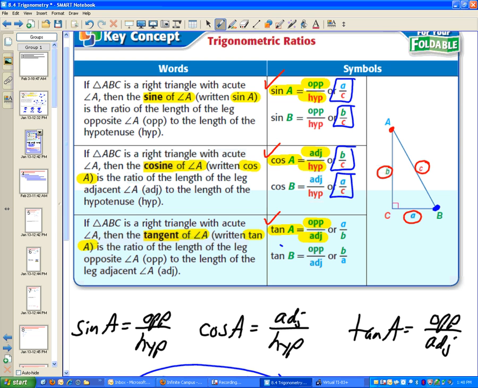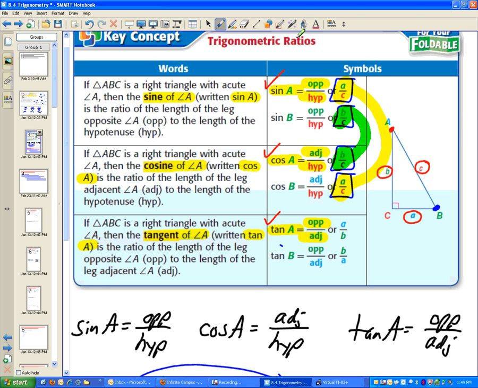Notice something here. Look at the screen. What's true about the sine of A and the cosine of B? They're equal to each other. Why are they equal to each other? Because the opposite and the adjacent switched. So the leg that's opposite A is the same exact leg that's adjacent to B. And then notice the sine of B and the cosine of A. What do you notice? They're the exact same thing, aren't they?